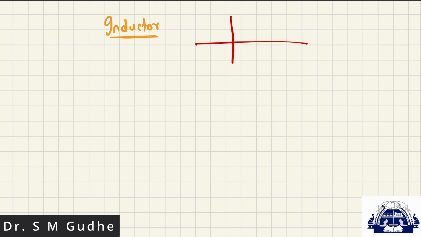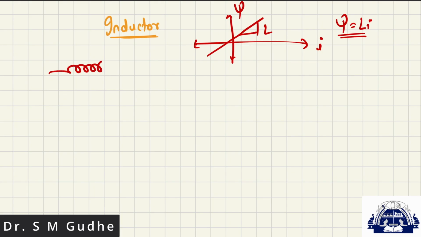So inductor is the constant: if you give the current, then flux is produced, and the constant is called the inductance. Psi is equal to Li. So this is the inductor. This is plus minus VL of t. This will be IL of t.